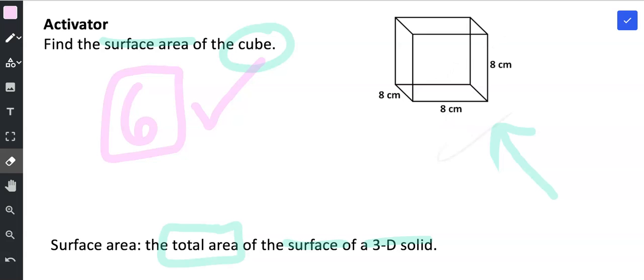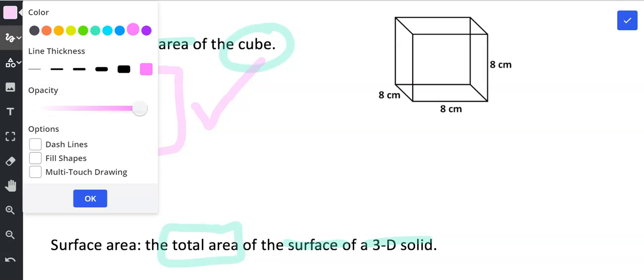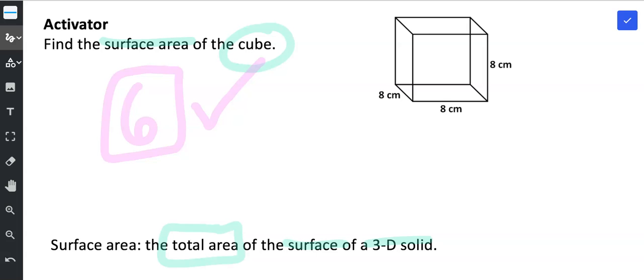Now that we know that, let's go ahead and talk about the edges of the cube. So I'm going to change this from a highlighter to a pen. And then I want to focus on this edge that goes upwards and downwards. There's another upwards and downwards edge and another upwards and downwards edge, and all of these edges are 8 centimeters long. Now take a look at the edges that go from left to right. Each of the edges that go from left to right are also all 8 centimeters long.